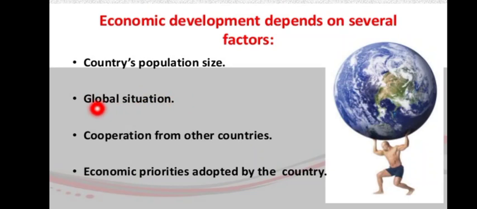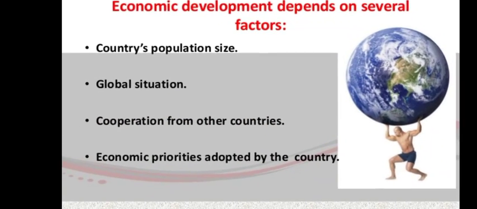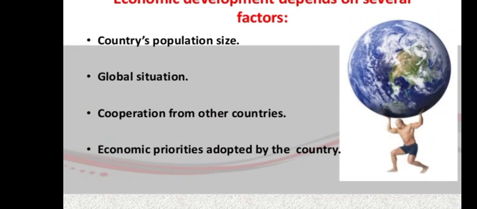As far as the global situation is concerned, it is favorable to our country due to its location in Southern Asia. It helps our country connect with most of the southern located countries for trade and commerce. The third point is cooperation from other countries. Our relations with other countries, especially neighbor countries, are cordial and good, so our country is prospering also.